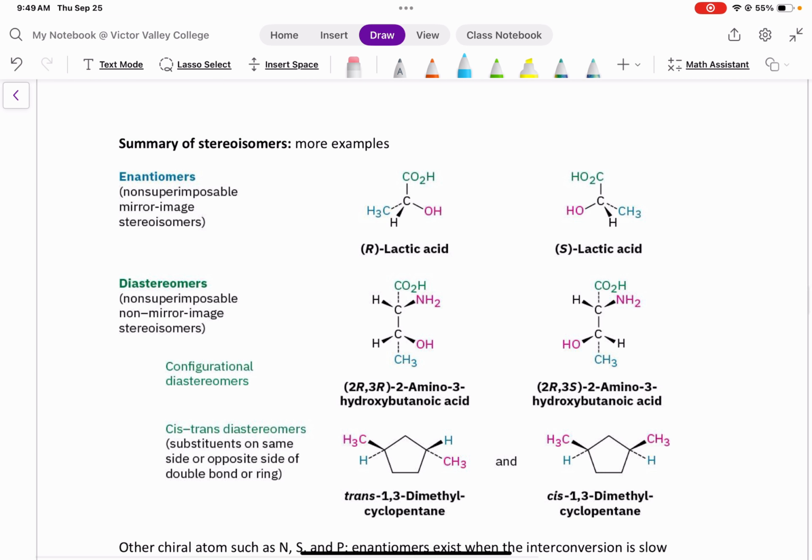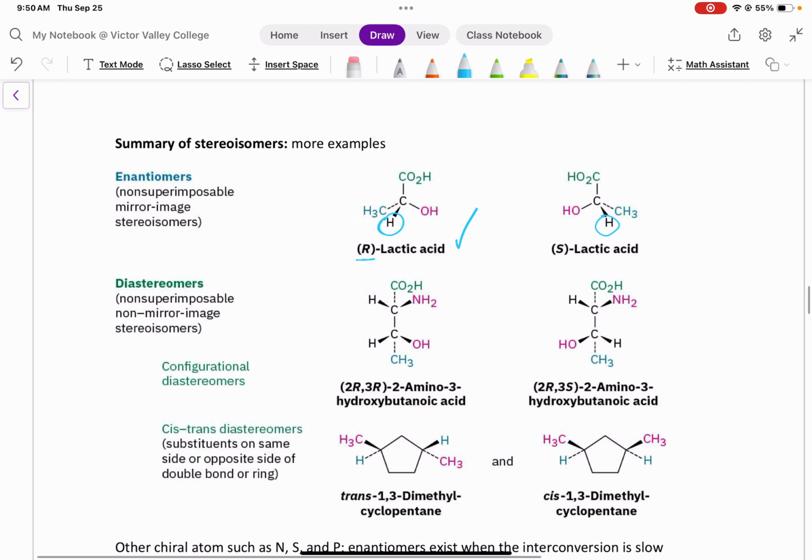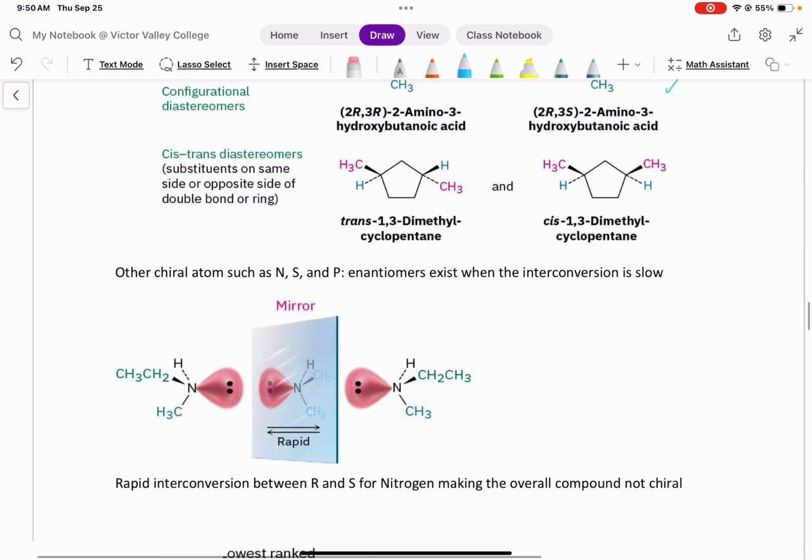More examples of enantiomers. We got the S, okay. Remember, hydrogen is towards the viewer. So it looked like clockwise, but it's actually R. I'm sorry, this one looked like counterclockwise, but it's actually clockwise. And this one looked like clockwise, but it's actually counterclockwise. So it's opposite. So you guys can go through and check it out.